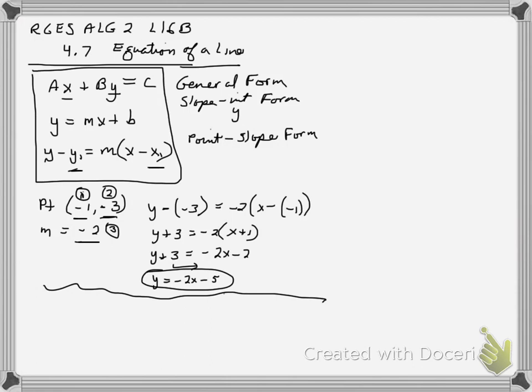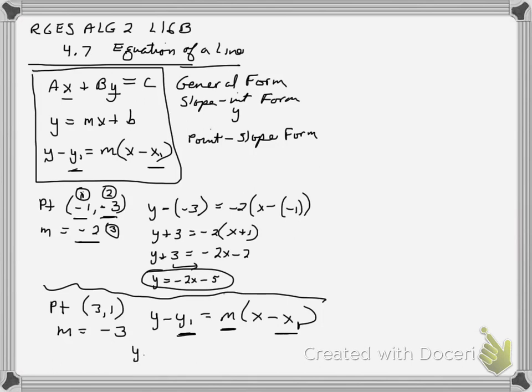All right, now let's do one more example. I'm given a point and a slope. I'm going to use the point-slope formula. Let's write it out. y minus y1 equals m times x minus x1. Plug in values for y1, m, and x1.